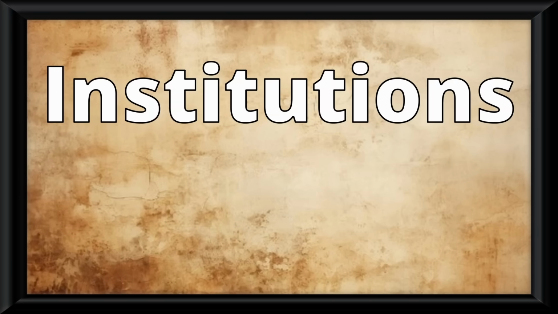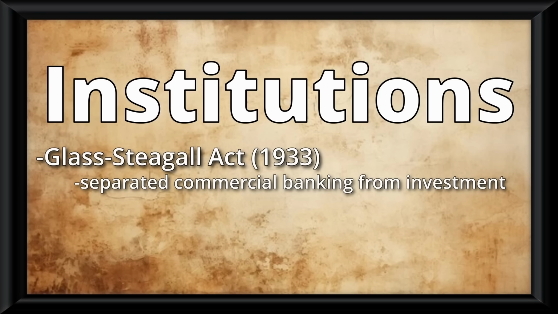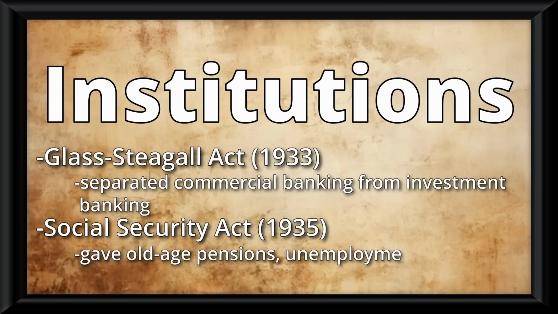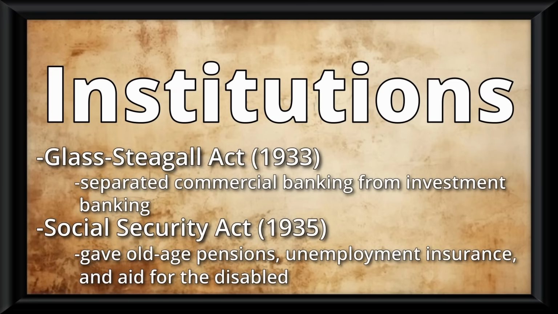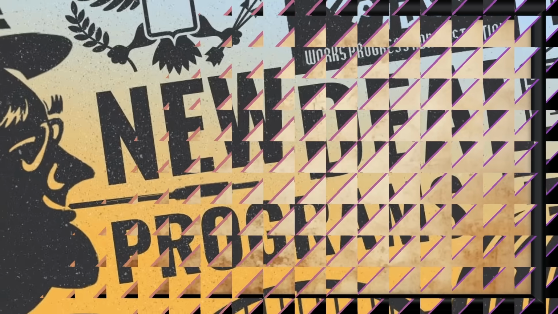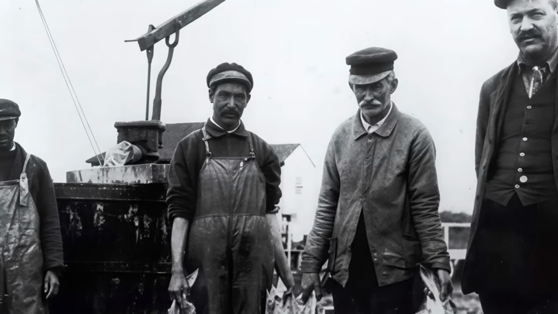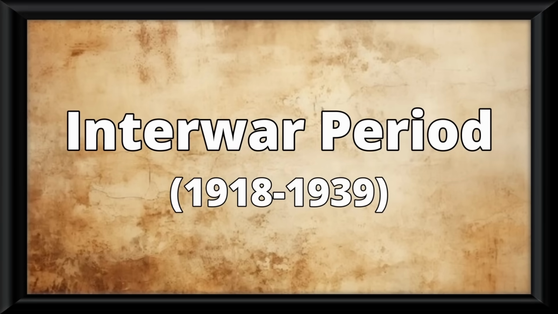And finally, the last thing about the New Deal is the institutions it created that still exist to this day. The Glass-Steagall Act separated commercial banking from investment banking, and the Social Security Act gave old age pensions, unemployment insurance, and aid for the disabled. If you can't tell, everything about this New Deal will cause working class communities to identify more with the Democratic Party. So we are currently positioned squarely in the interwar period in American history.